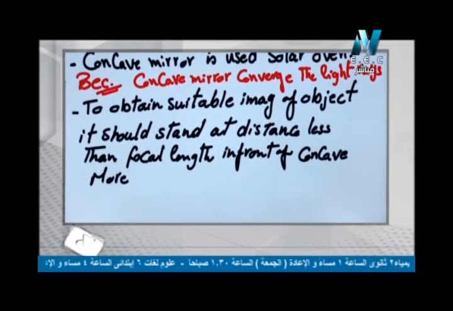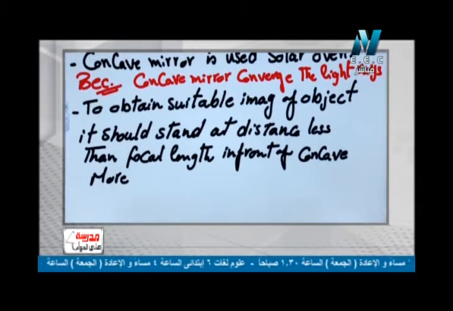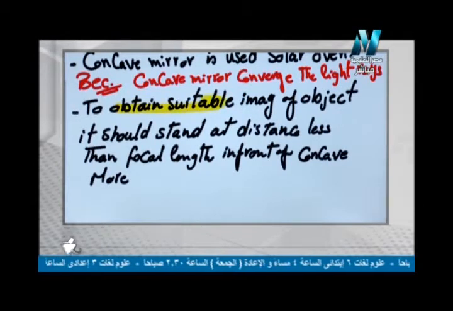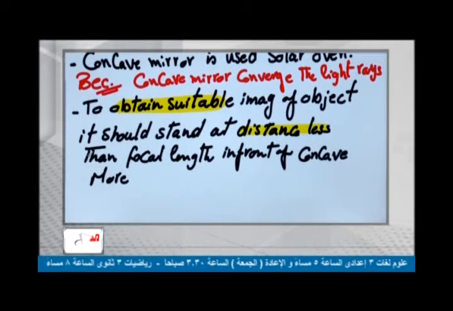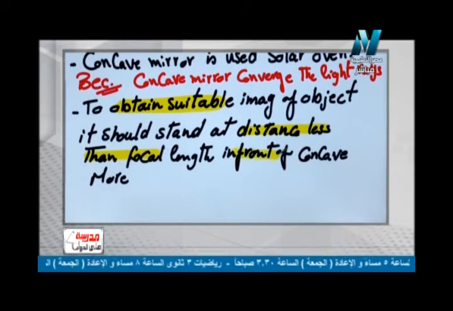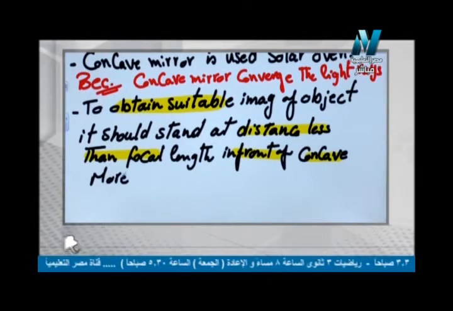The next question we have here: as a case from the cases of concave mirrors, to obtain a suitable image of an object, it should stand at a distance less than the focal length in front of the concave mirror.